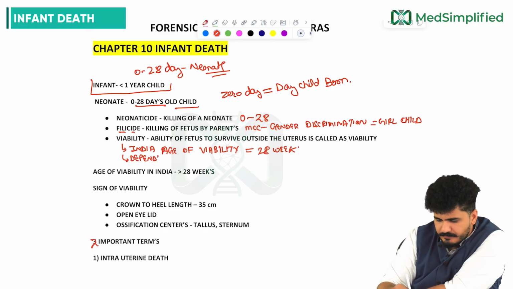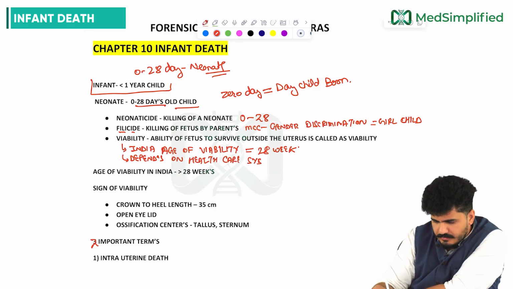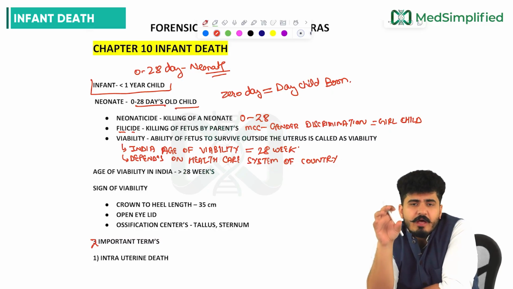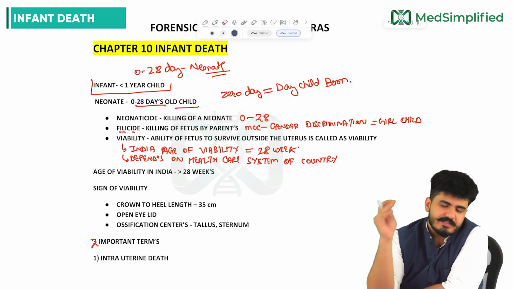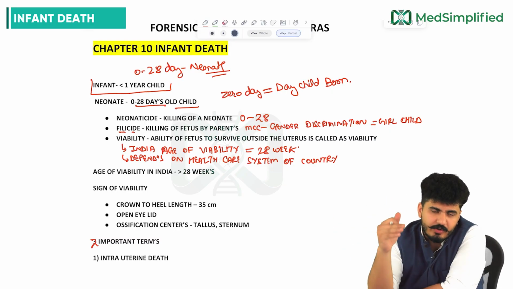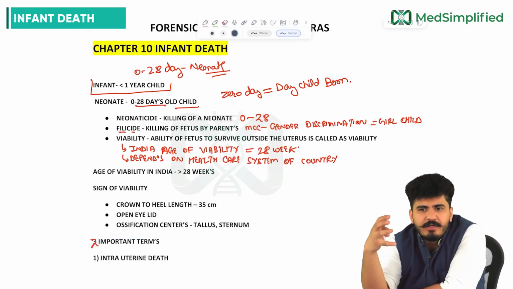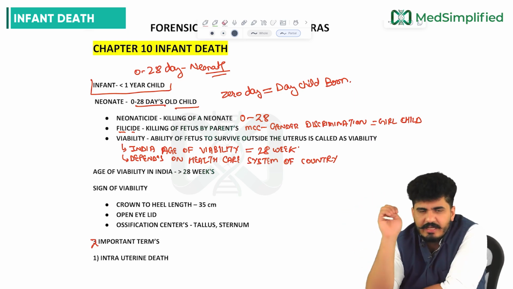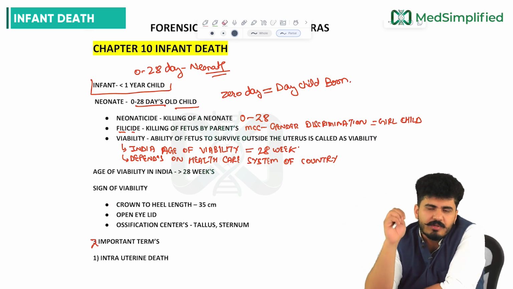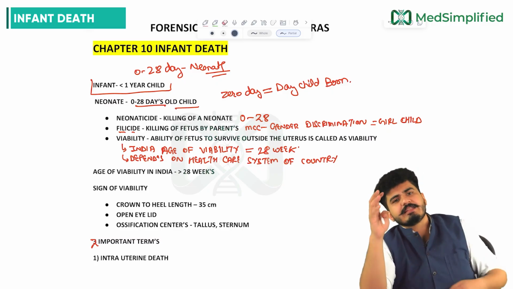It depends on the healthcare system of the country, how efficient the healthcare system is. If the baby is born at 28 weeks or onwards, will that healthcare system be able to save that baby or not? If that healthcare system is able to save that baby, we consider that child a viable child.